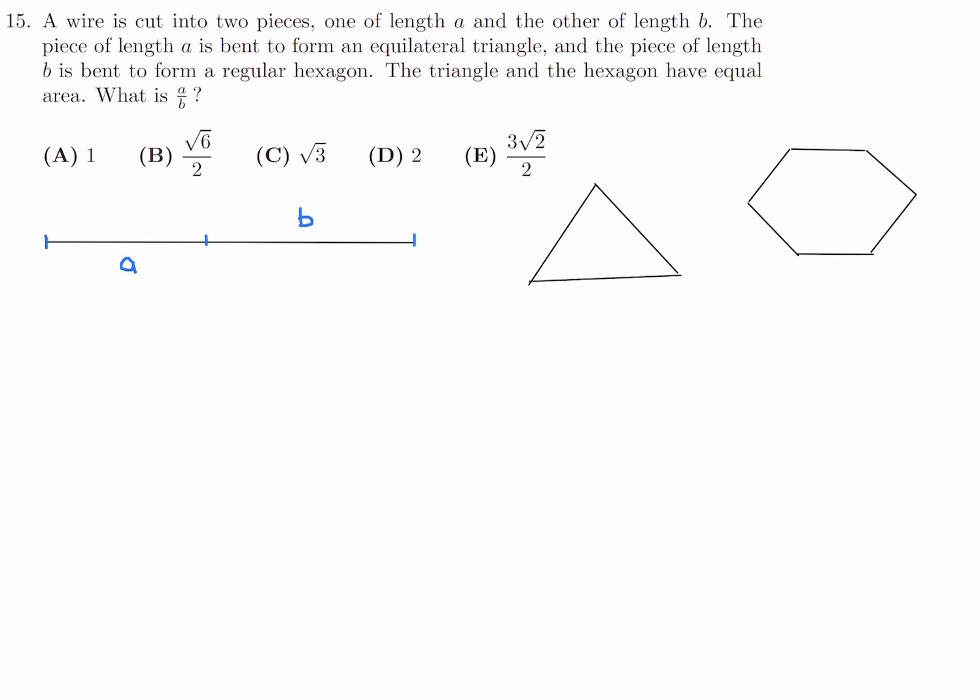Now, each of these sides is the same, so that means each of these sides is A over 3, right? Because the total wire is A. Now, each of these sides has got to be B over 6 because each of those has to be equal. And now what they're saying is that the areas of these two shapes are equal. So we have to figure out the area. All right. Well, we're going to probably have a whole bunch of 30, 60, 90 triangles in here, most likely. And that's going to allow us to figure out these areas and the distances. Well, this is H from top to bottom.